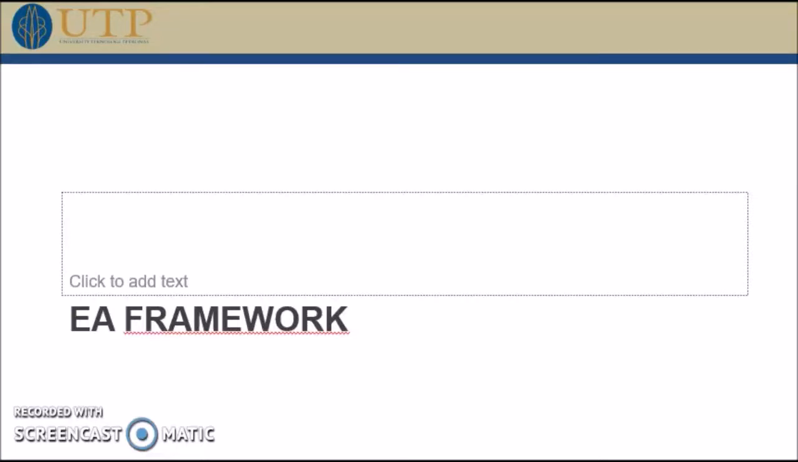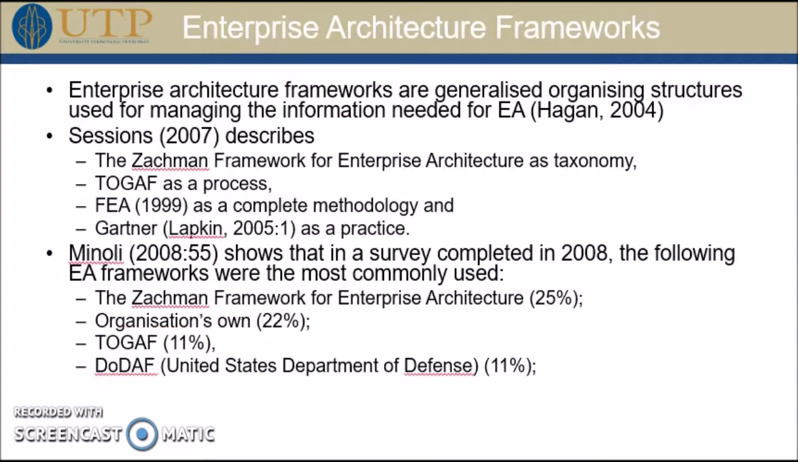Our next topic is EA framework. In the earlier slide, we talk about what framework is. Framework is basically a structure. It consists of components, and these components are related to one another. If you can remember from the earlier weeks, where we talk about what frameworks are, framework is one of the core components in EA.